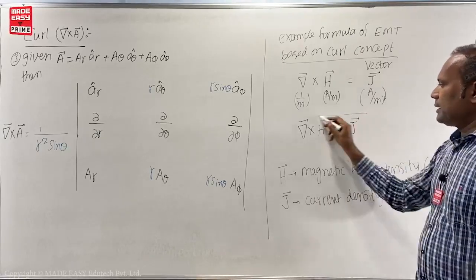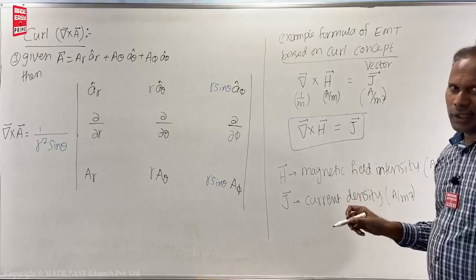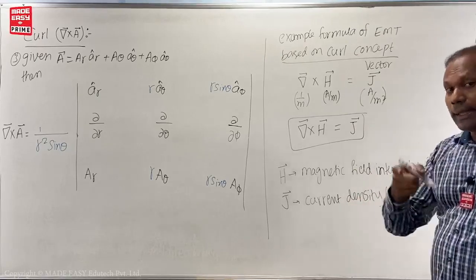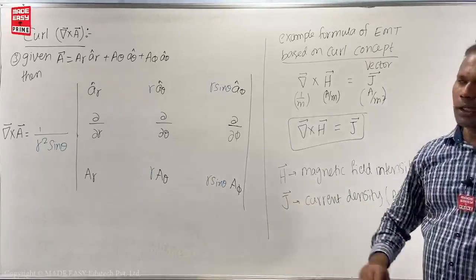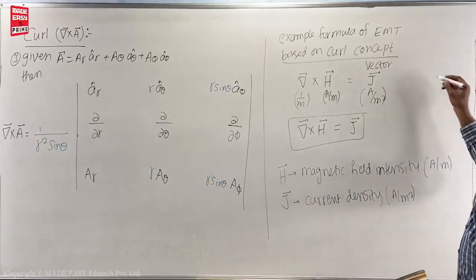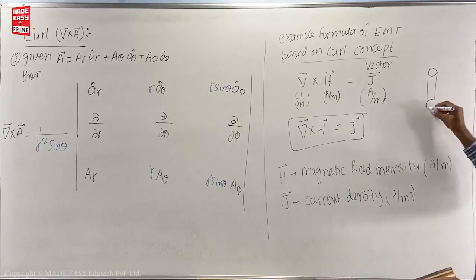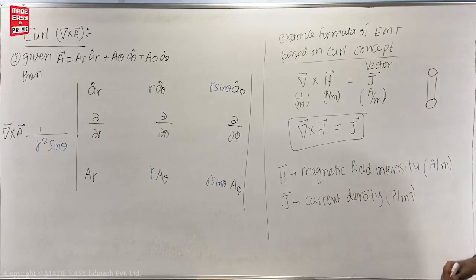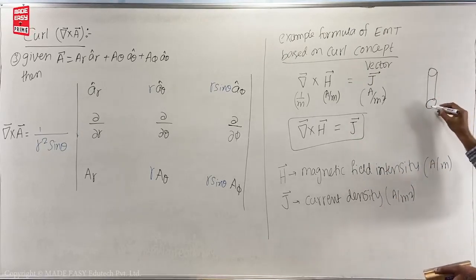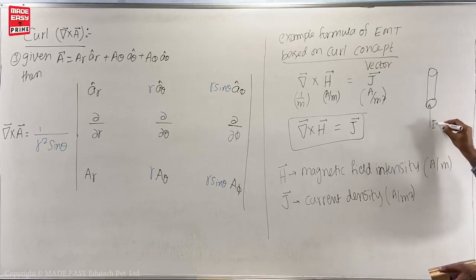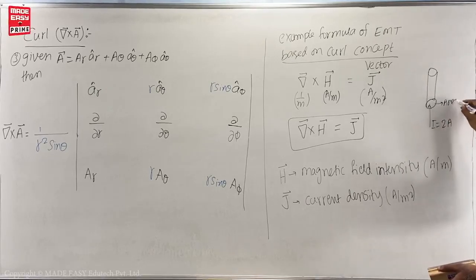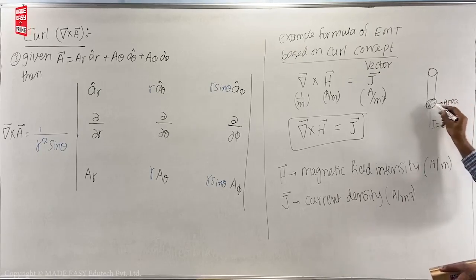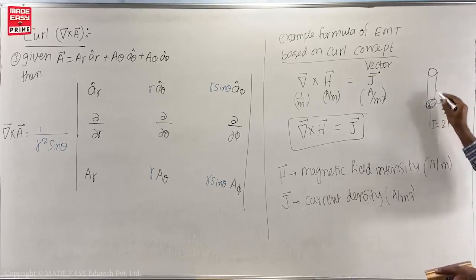The meaning of this is, if J bar, the current density, is there, then that generates H bar. Then H bar will go in a circle direction. Circle means rotation. I will be explaining this later on in detail in the subject. Don't worry about that. So if I is equal to 2 ampere current goes, then an area is there, and this current is crossing this area.